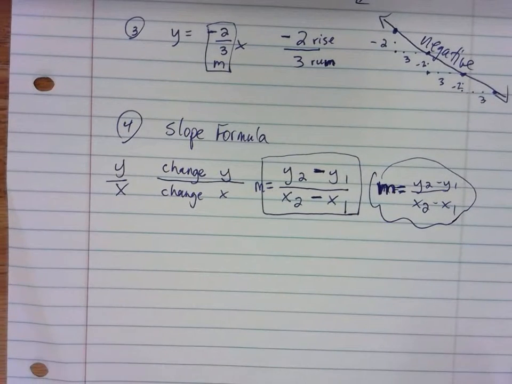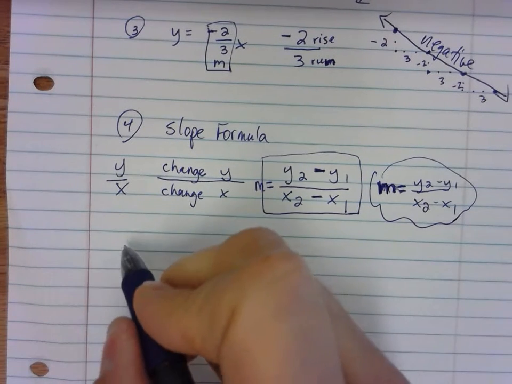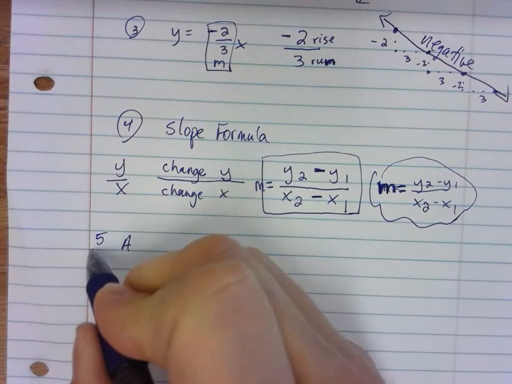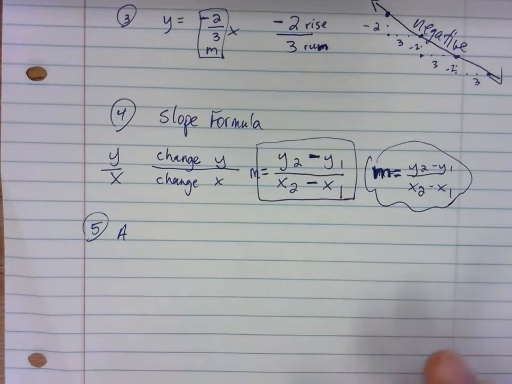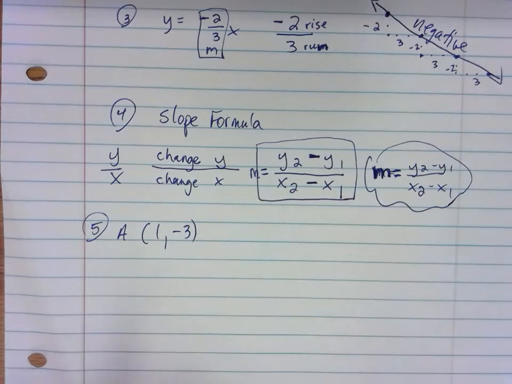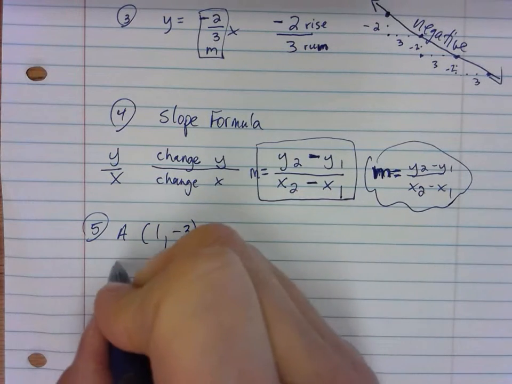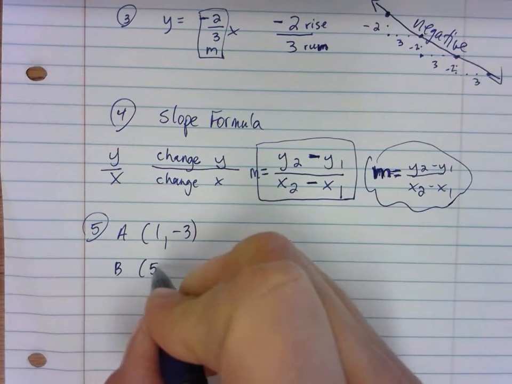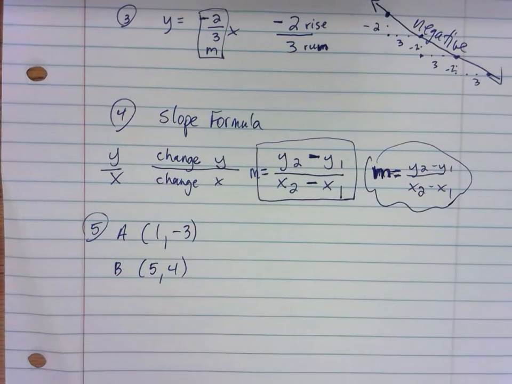All right, so let's say we have been given a couple of points here and we want to find the slope of the line, and let's see if we can figure these out. Okay, we're going to use the formula. So let's say we've got point A at 1, negative 3, and we've got point B at 5, 4. Okay? So we'll go through and talk about what these are.